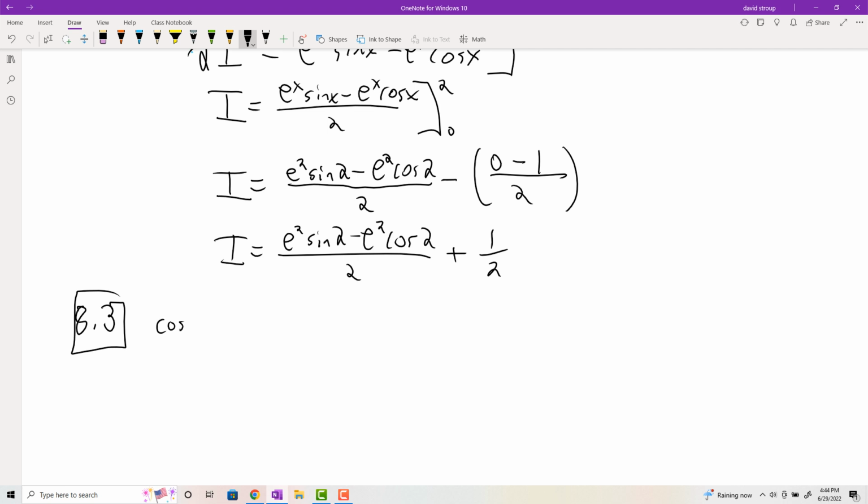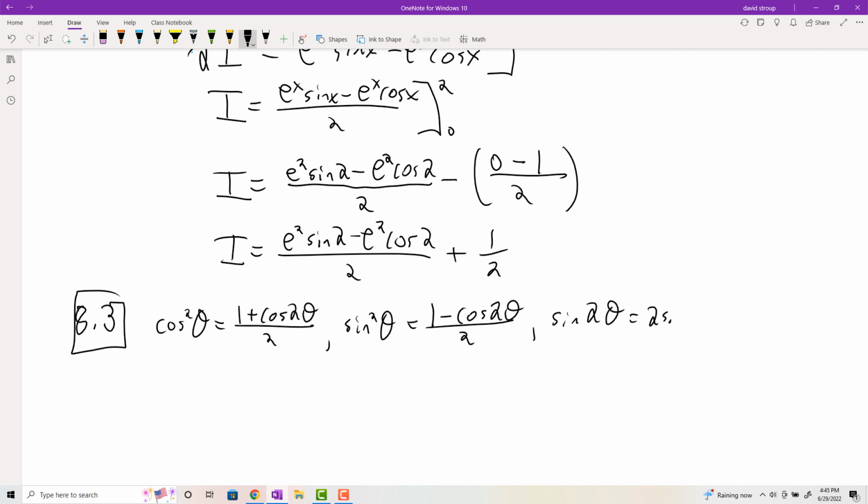Cosine squared theta is equal to 1 plus cosine of 2 theta over 2. Sine squared theta is equal to 1 minus cosine of 2 theta over 2. And then every once in a while, but not often, we have to use, I forget what they call it, maybe the half angle formula, or the double angle formula. What is it? Sine of 2 theta equals 2 sine theta cosine theta. So you should have all those memorized, plus the Pythagorean identities.